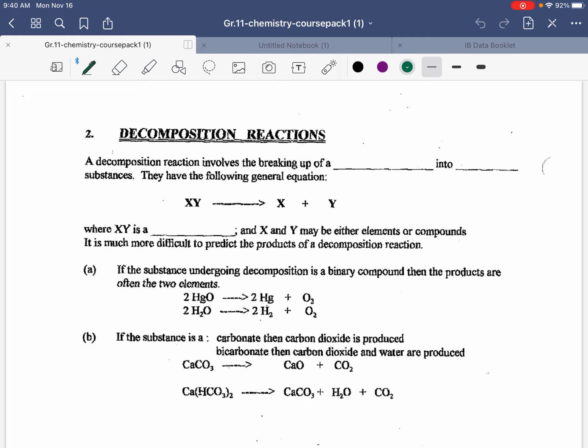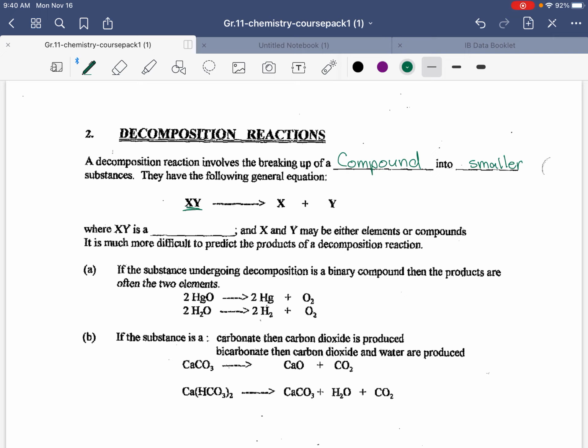Well, a decomposition reaction involves the breaking up of, if you look at X and Y, I'm sure you guys all agree that this has to be a compound. Can't be anything else, right? You wouldn't have an element having two elements bonded, and then that's not really an element. Well, you can say smaller substance, you can say simpler substance, okay?